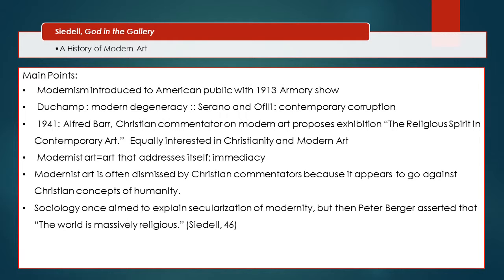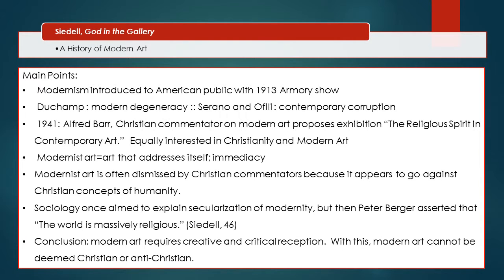He begins to explain how secularization of modernity is explained in sociology, but then brings up this Peter Berger, who's a sociologist, that asserts that the world is massively religious. So in conclusion, Seidel says that modern art requires creative and critical reception, and with this, modern art cannot be deemed Christian or anti-Christian.